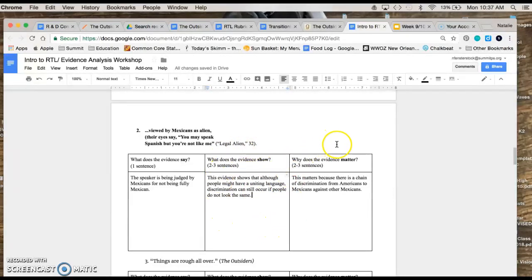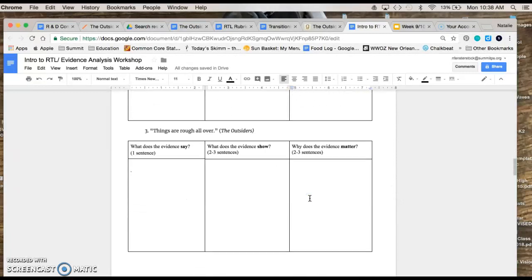And then lastly, why does this evidence matter? This is our analysis, our connection to the larger world. We say this matters because there is a chain of discrimination from Americans to Mexicans against other Mexicans. And so again, this leaves us thinking, leaves us wondering. This is our big life connection.